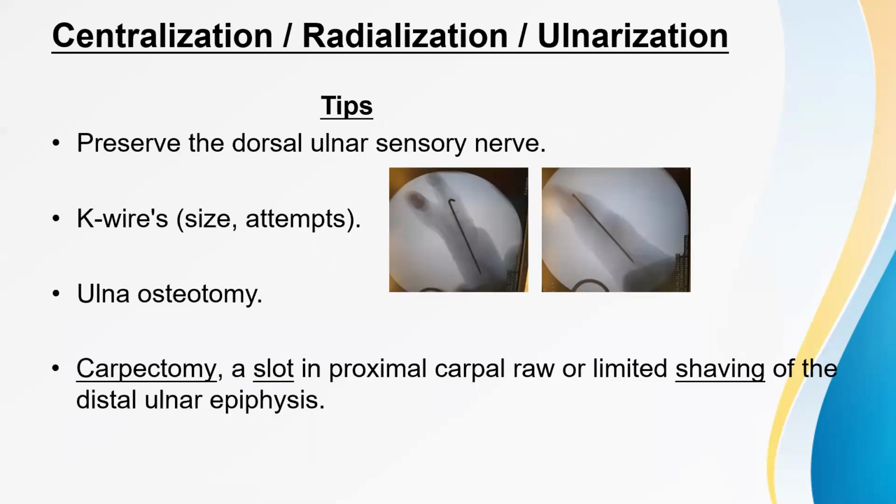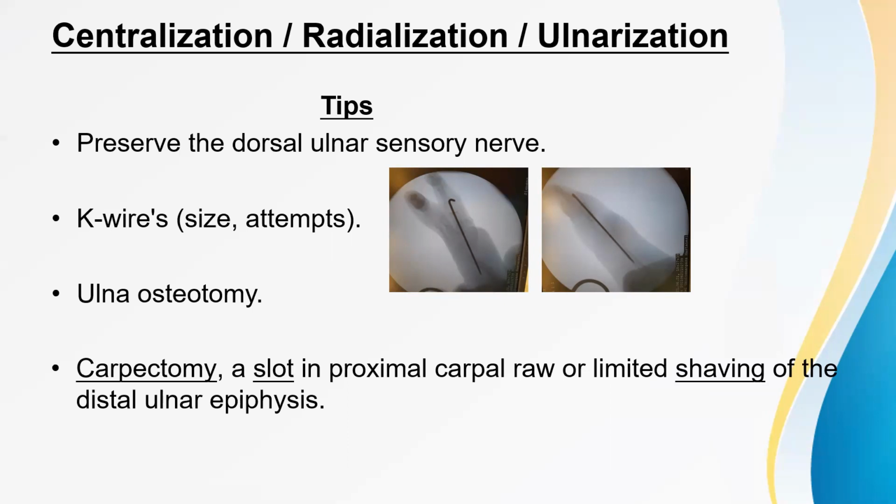Tips during the surgery. The main thing is, as we said, the aberrant anatomy. So we need to preserve all structures. One of the important ones is the dorsal ulnar sensory nerve. K-wire should be used, and the size should be big enough to fill the metacarpal space before entering into the ulna. There should be no more than 2 attempts used to go through the ulna in order to protect the ulnar growth plate.